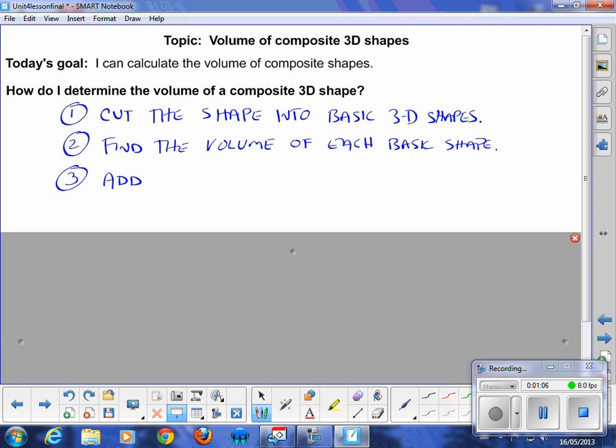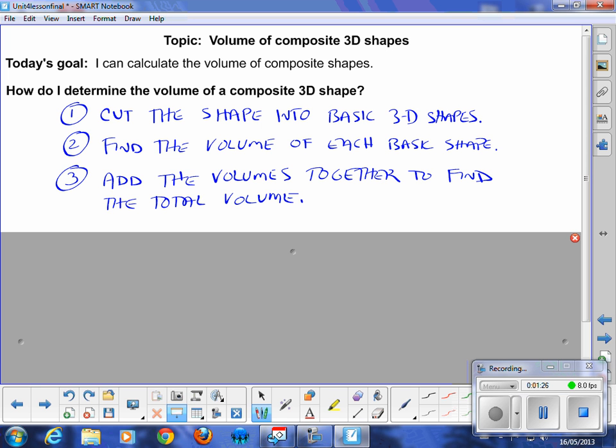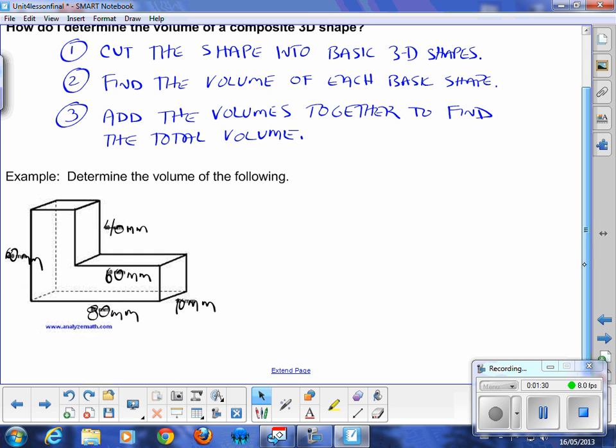So add the volumes together to find the total volume. So there we go. So very, very similar to area of composite shapes, except we're dealing with volume this time. All right. So let's see 3 examples on this.